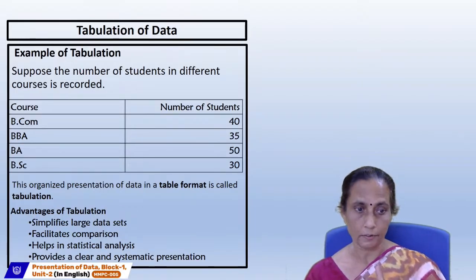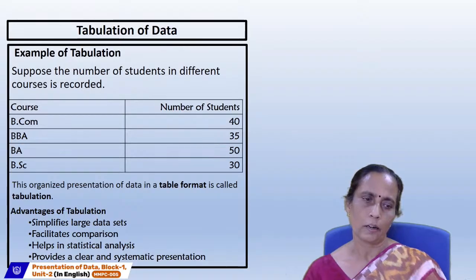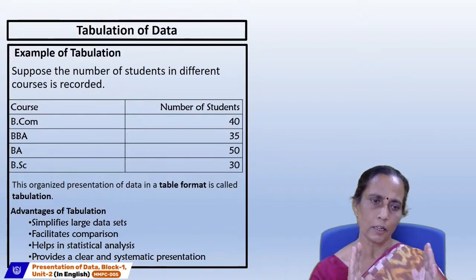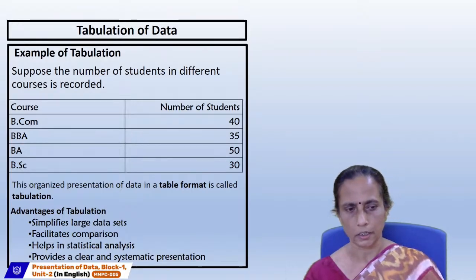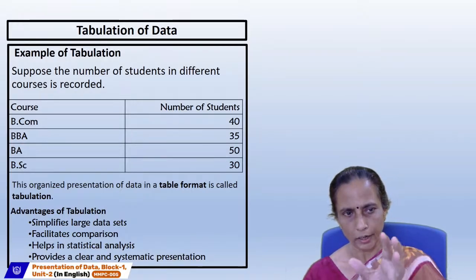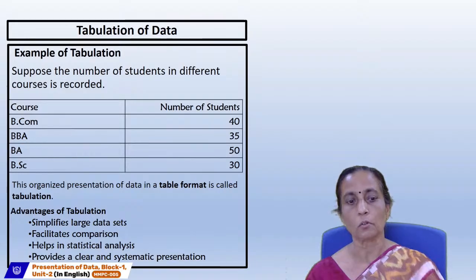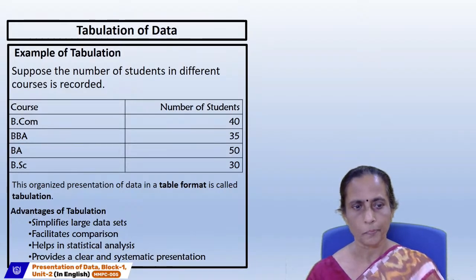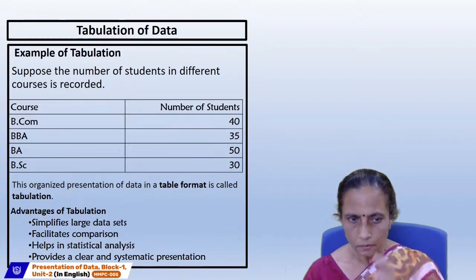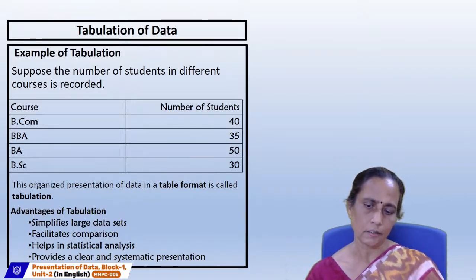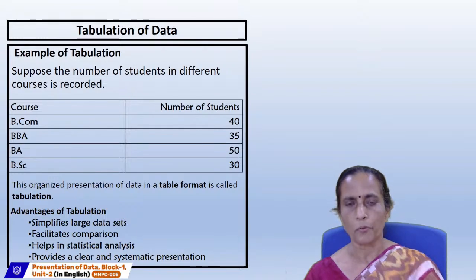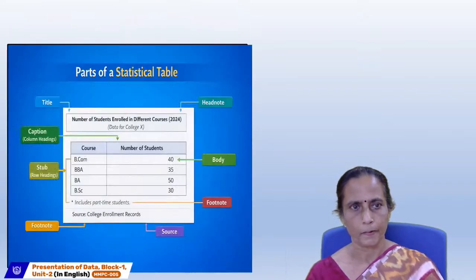So what are the basic advantages of tabulation? Large data in a small form. It simplifies your large data sets. By looking into it, you can compare the variables, it helps in statistical analysis, and it provides a clear and systematic presentation.